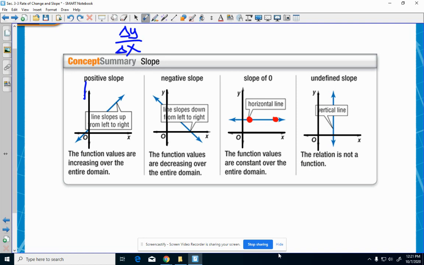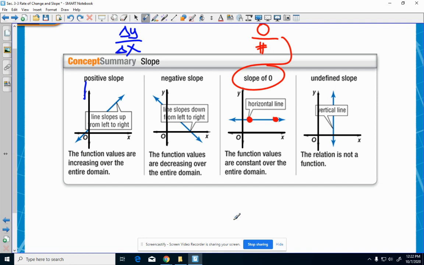The y. So if I thought about this one here, the horizontal, it would be 0 over some number. There's some amount of change from left to right there. What's 0 divided by anything? 0, which is why this one works out to be a slope of 0.